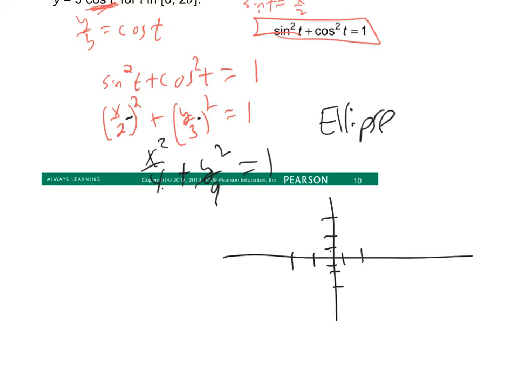So, yeah, I kind of exaggerate. I should make my tick marks better, a little more proportional. 1, 2, 1, 2. There, that's better. So here's that point, that point, that point, that point. Graph my skinny ellipse.